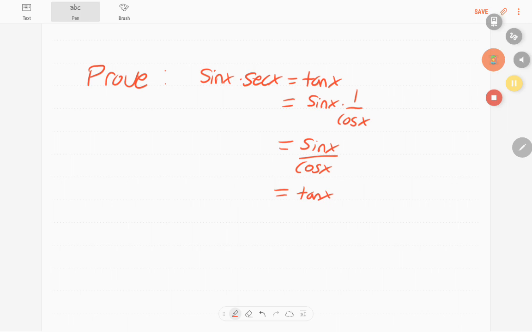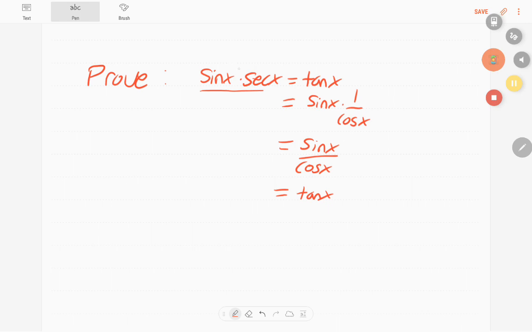And since that's what tangent of x equals, that's my work. I've just shown that sine of x times secant of x basically is tangent of x. Okay. Now, there's a very precise way of doing this. Basically, you don't want to mix up your equal signs in a sense.